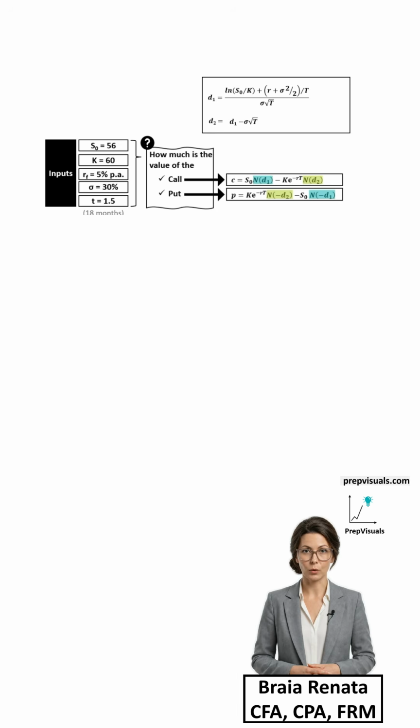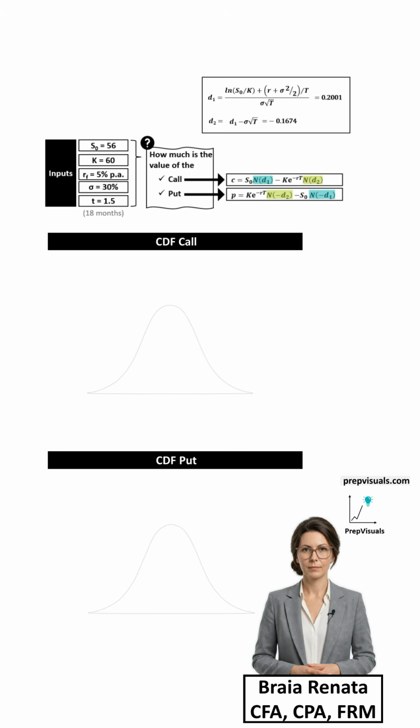And as you can see on the screen, all the necessary inputs are already provided. So if we plug in the values, we would get this value for D1 and this value for D2. So now let me map these values on the two bell curves.